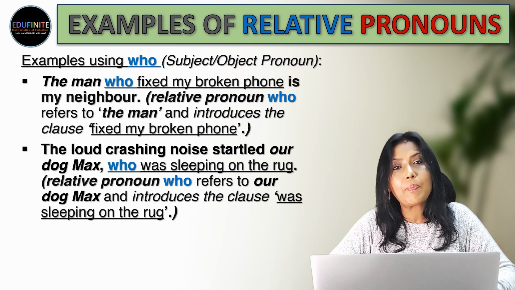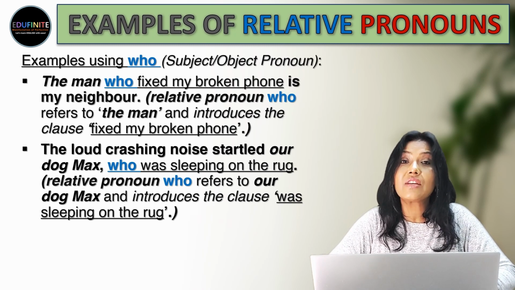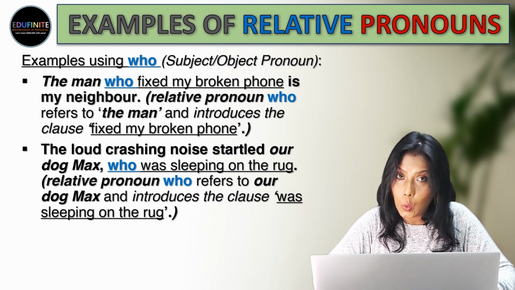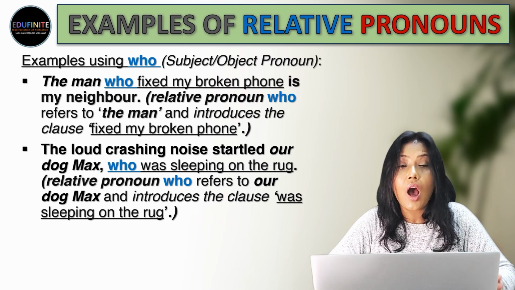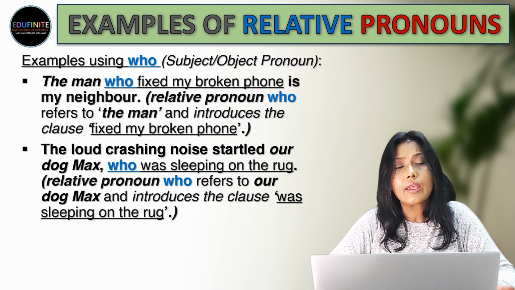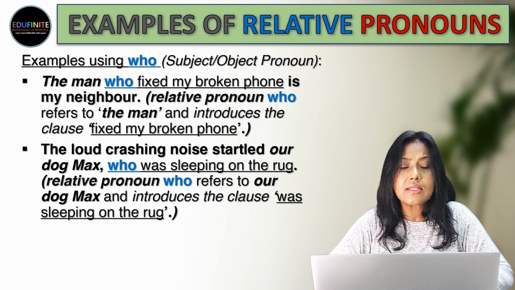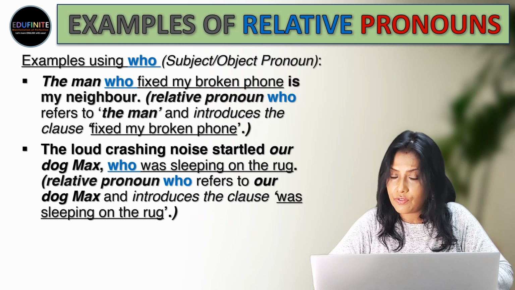So who was sleeping on the rug is the relative clause or the adjective clause headed by the relative pronoun who, and it is modifying the noun our dog Max because it is telling us more about our dog Max. What was our dog Max doing? The dog was sleeping on the rug. So this is extra information. For that reason, we have put a comma before we have started this relative clause.